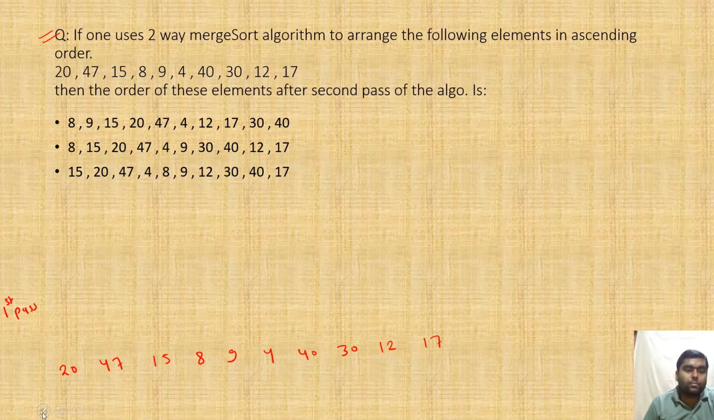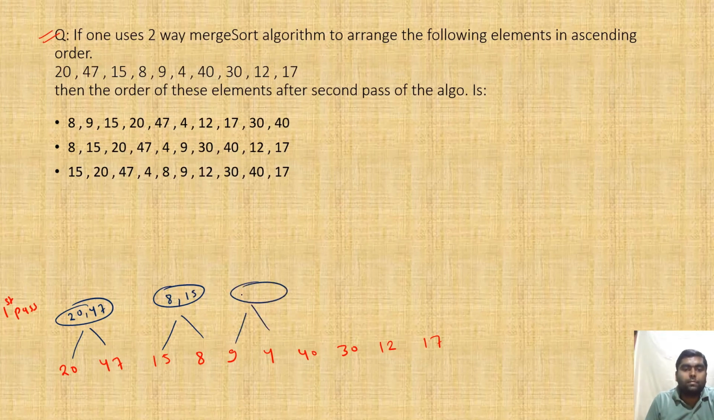So first pass, what will be the answer? Let us solve this. In the first pass, two-way means these two will be sorted together. So the resultant is 20 and 47. Then these two: the resultant will be 8 and 15. And these two: the resultant will be 4 and 9. And these two: the resultant will be 30 and 40. This is the first pass of merge sort algorithm. And the remaining values are 12 and 70.